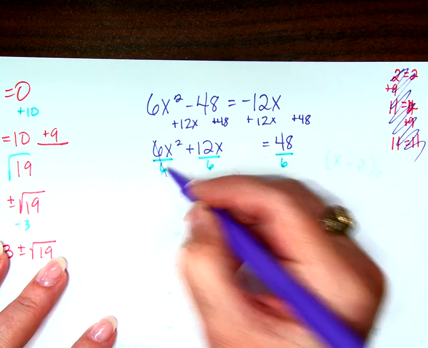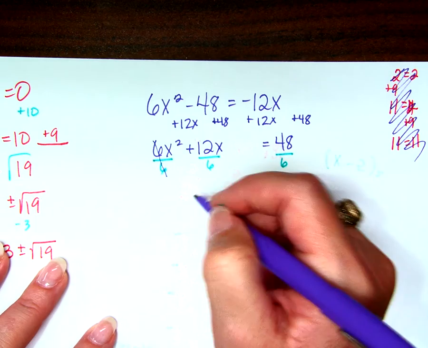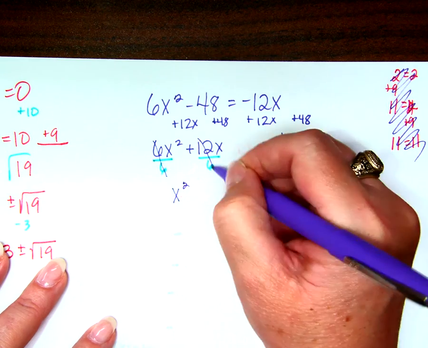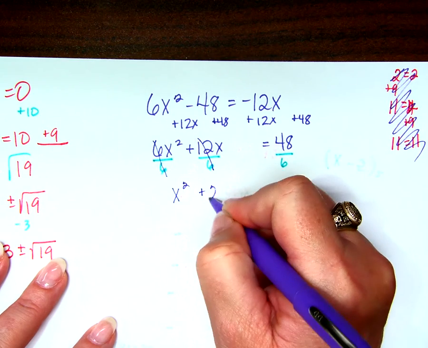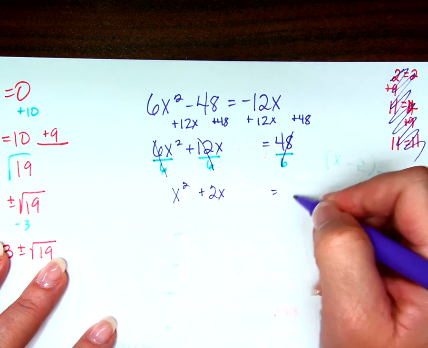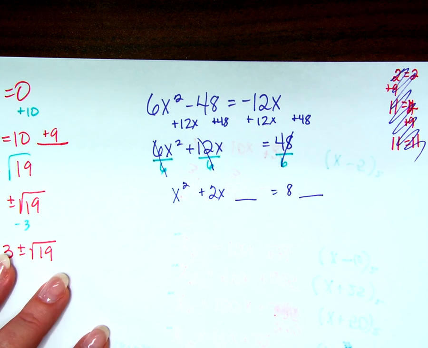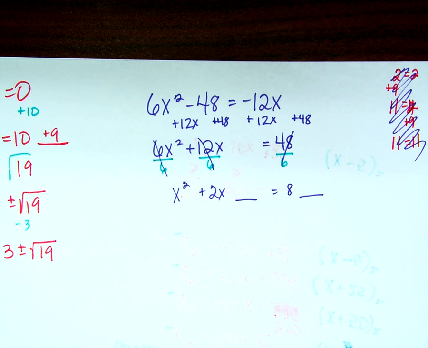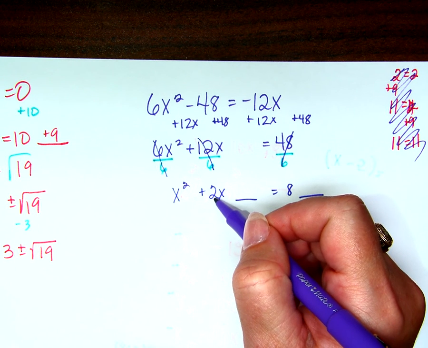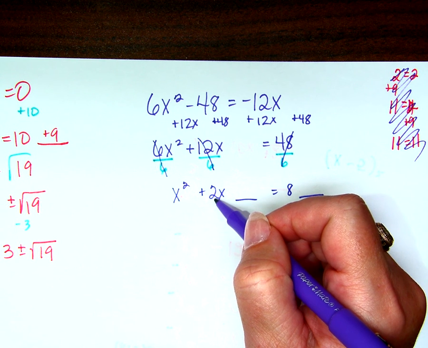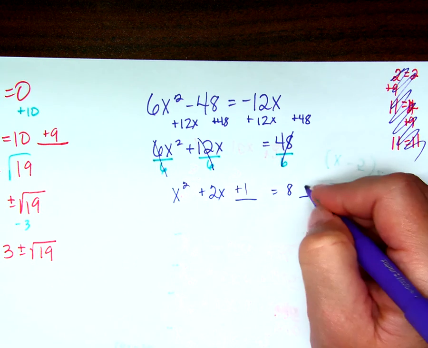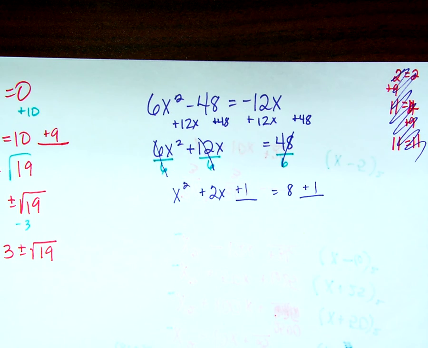Okay? So that simplifies to 1. So I just have x squared. This simplifies to 2. So I have 2x. And this simplifies to 8. So now can I fill in my blanks? Someone who hasn't spoken yet, can you please tell me what goes in the blank? Yeah. 2 divided by 2 is 1, and 1 squared is 1. If I add it to one side, I add it to both sides.